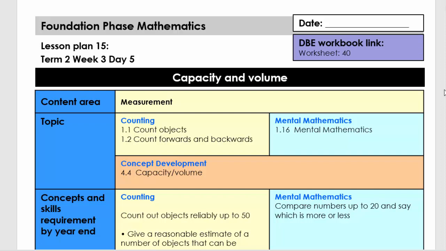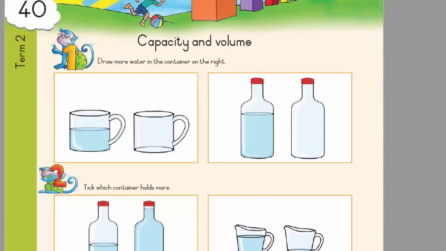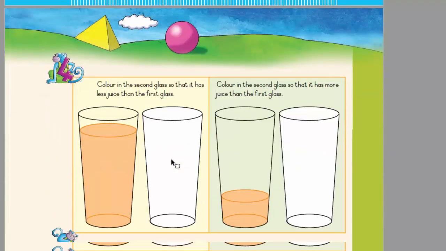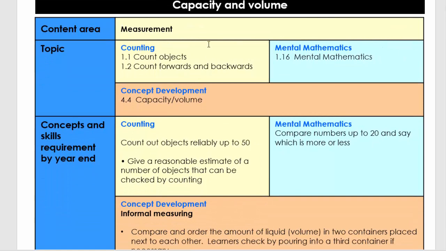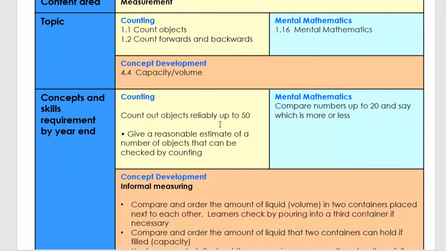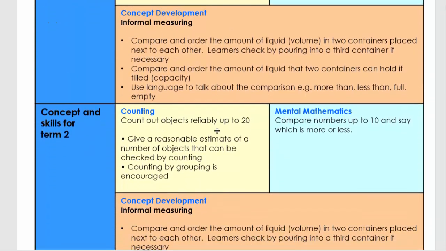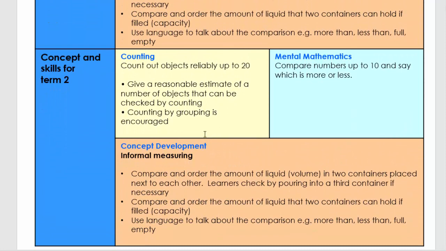Today we're going to do lesson plan 15 for grade 1, term 2. The topic is capacity and volume. It links to worksheet 40 in the DBE book. So you can see worksheet number 40. And then we have the link to the CAPS. You can pause here and have a look.